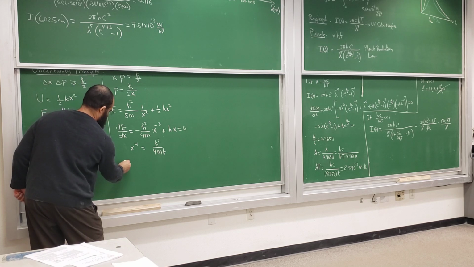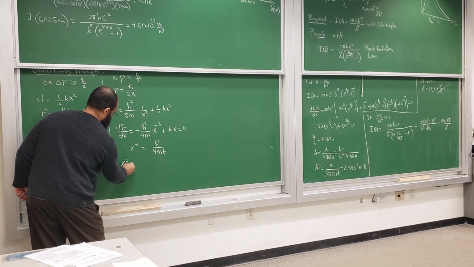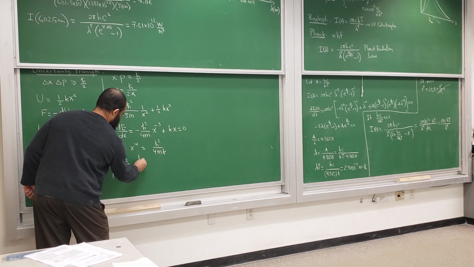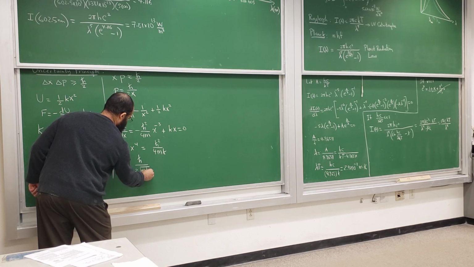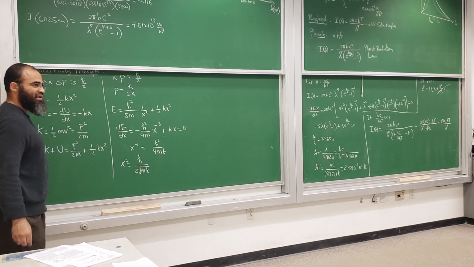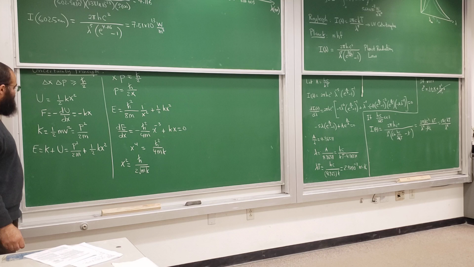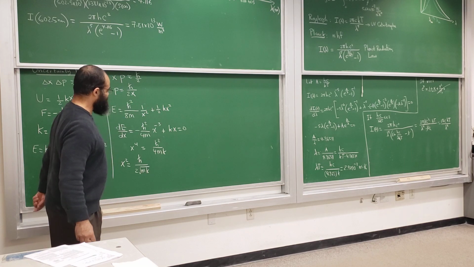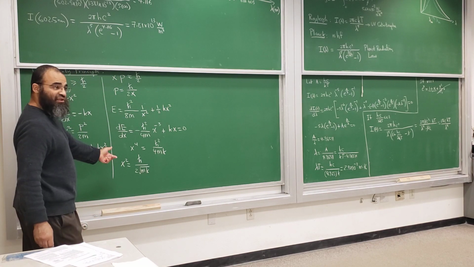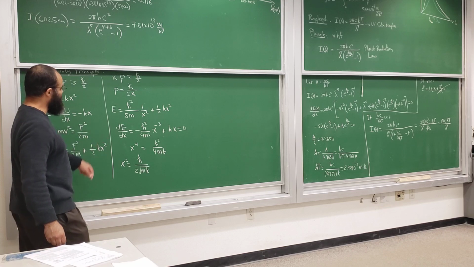And so that means x squared would equal just h bar over 2 times the square root of m times k. That's x squared. I just need x squared because x squared is what shows up here. Okay. So this is the x that would minimize the energy.